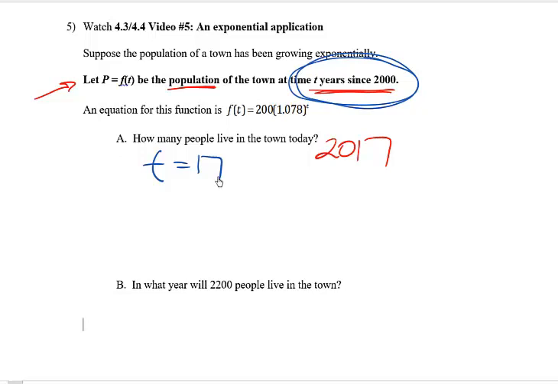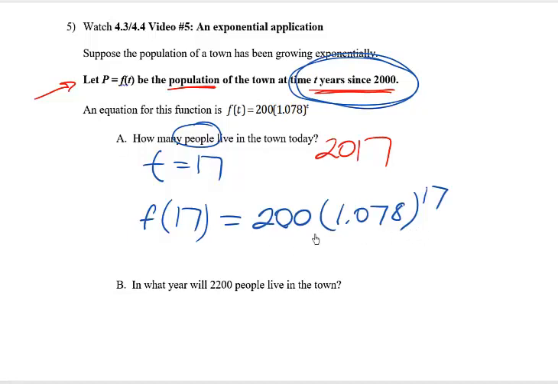They're giving me a time, so I'm plugging in the t, and I'm looking for the people. I'm looking for the p. In other words, I'm really just being asked to calculate f of 17. Plug 17 in and work it out. The thing is, there's not really anything I can do by hand here. I'm going to have to just type this into the calculator. 200 times 1.078 to the 17.